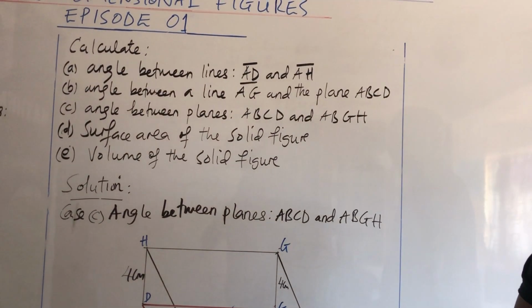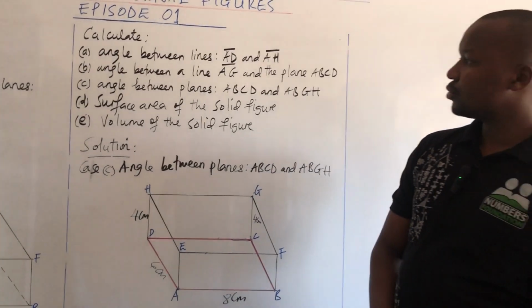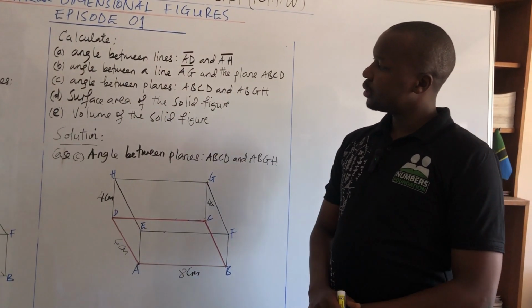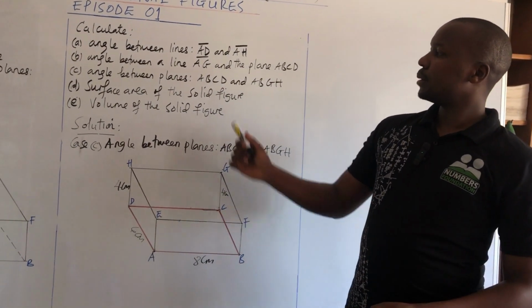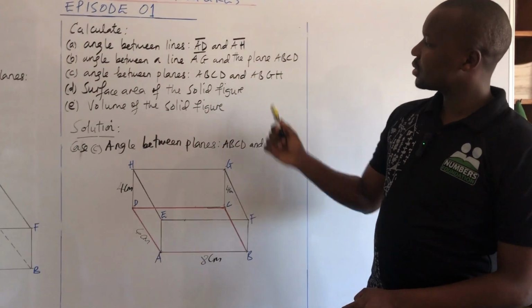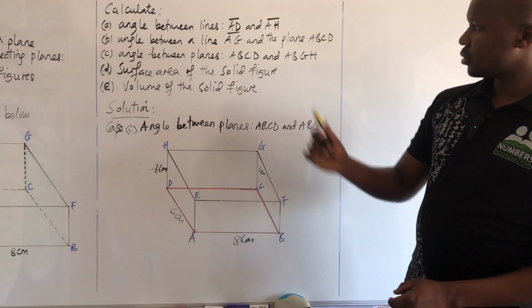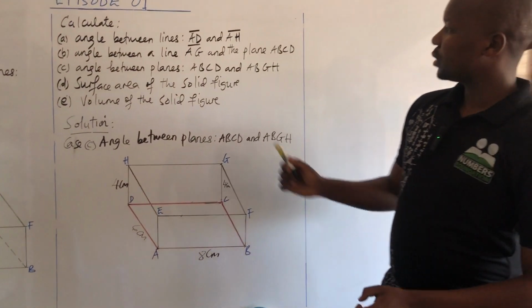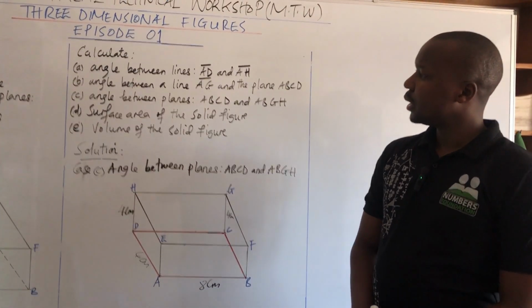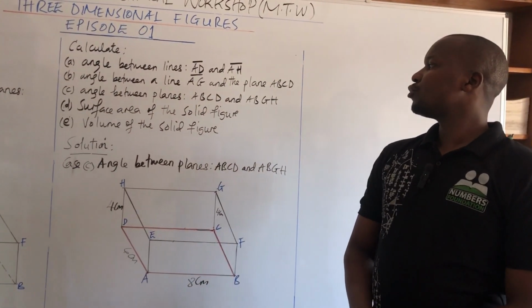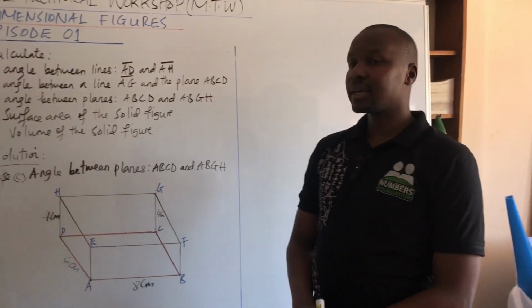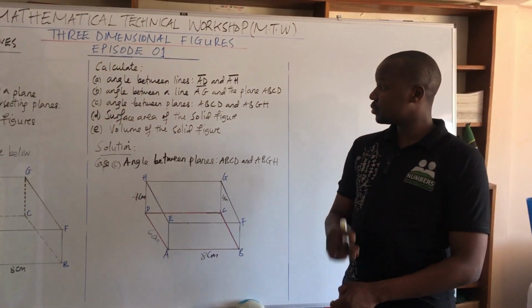Let's see case C. The angle between planes ABCD and ABGH. When you see more than 3 points, I mean vertices, that means a plane. So this is a plane with 4 sides and another plane with 4 sides. What is the angle formed between the 2 planes? We need to know the definition of the angle between 2 intersecting planes. The angle between 2 planes is the angle formed between 2 perpendicular lines, one from each plane, at the line of intersection at a point. It means that the point is found on the line of intersection.